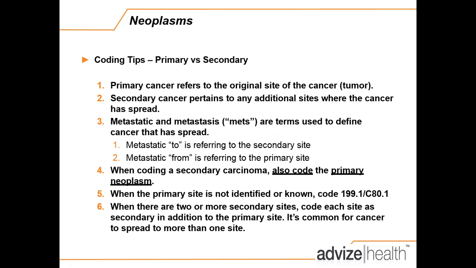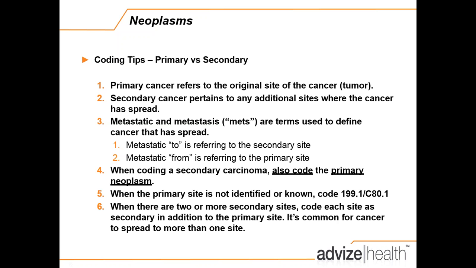Primary and secondary. Primary cancer refers to the original site of the cancer. Secondary cancer pertains to the additional site where the cancer has spread. And we all know, mets is considered a term to define that the cancer has spread. So if it's a met to, then we know it's a secondary site. Met from, then we can refer to it as a primary site. And those are just some key terms to know the difference in whether the cancer has spread and if it's to or from.